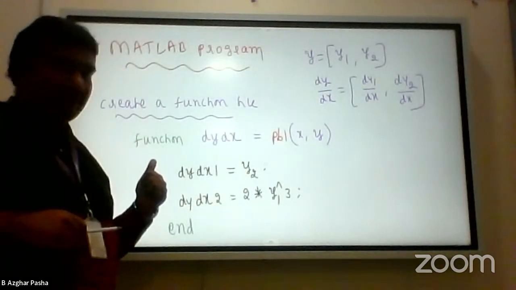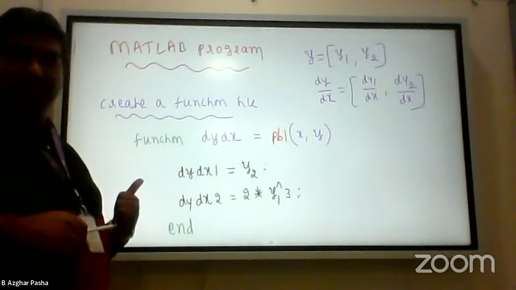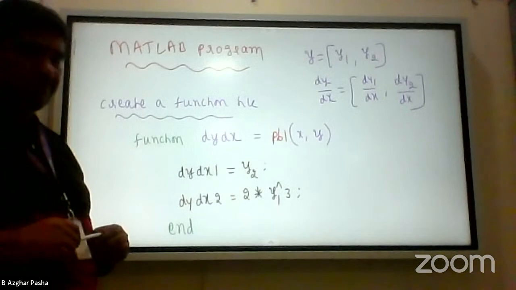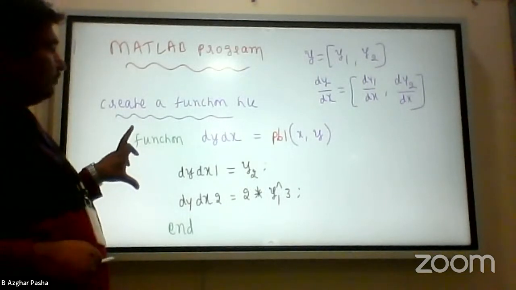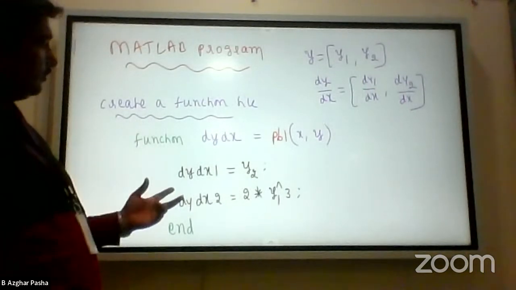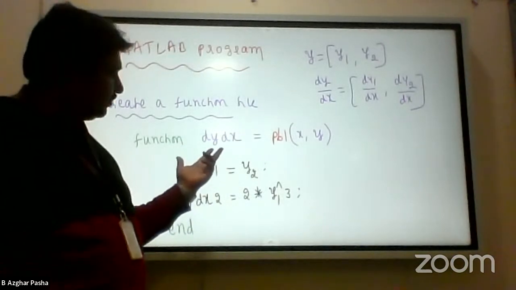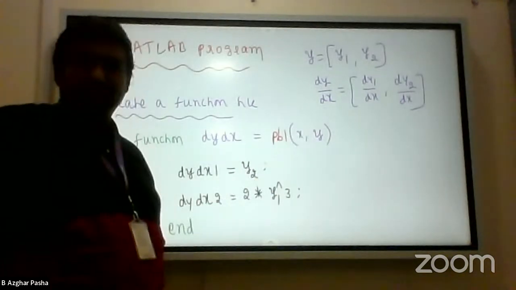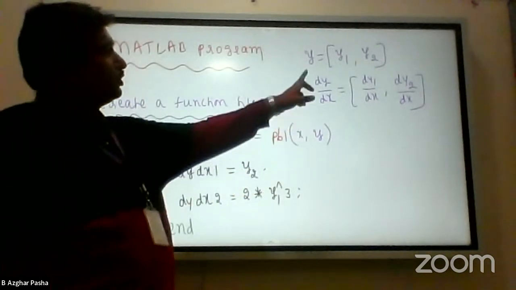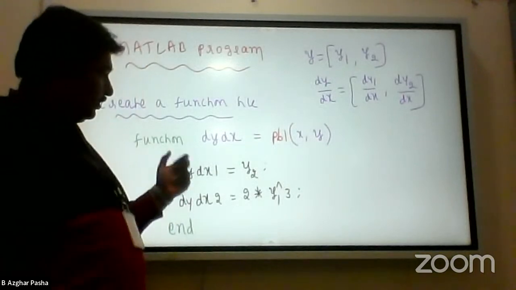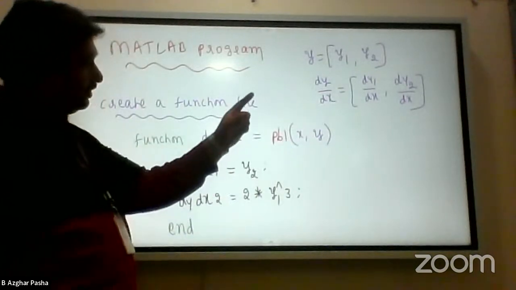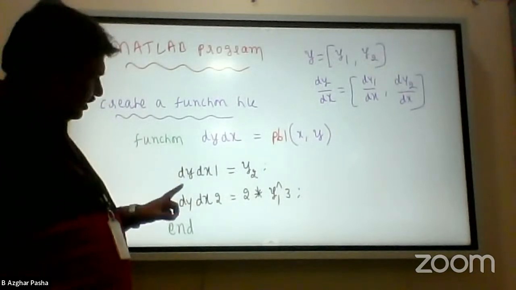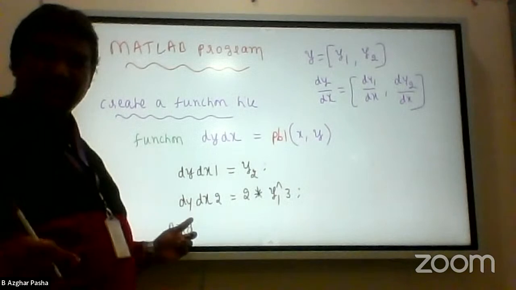So you have to create a function file. I'll do that. I'll share the screen and execute this program. I'm creating a function file. Any name you can give. For simplicity, I have given dy by dx equals to problem 1 of x comma y. Here, dy by dx has two components, dy1 by dx and dy2 by dx. Components of dy by dx. It is just the notation, dydx1, dydx2.